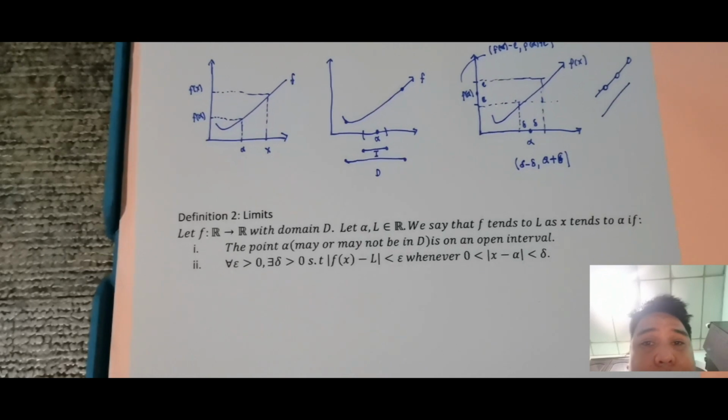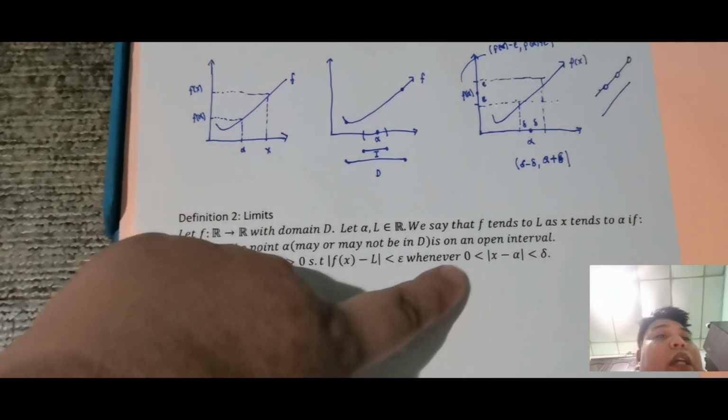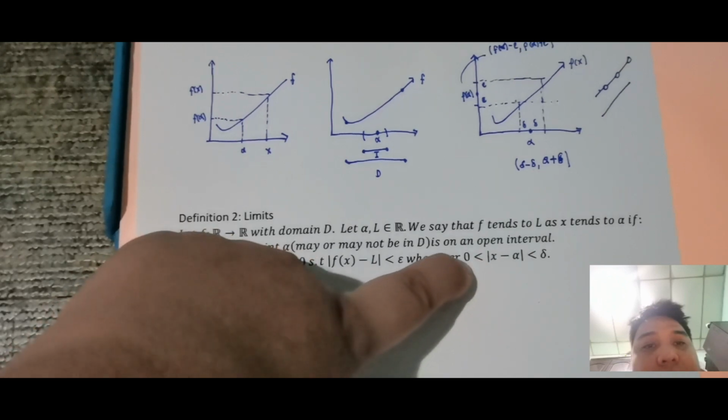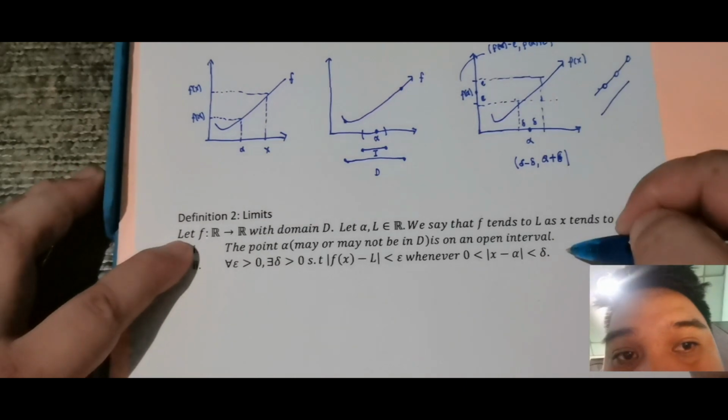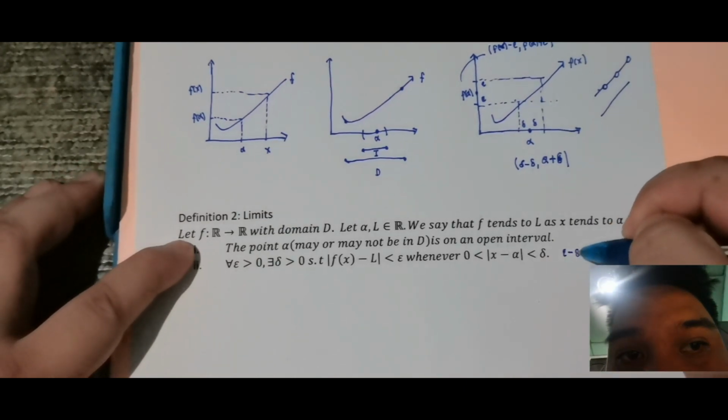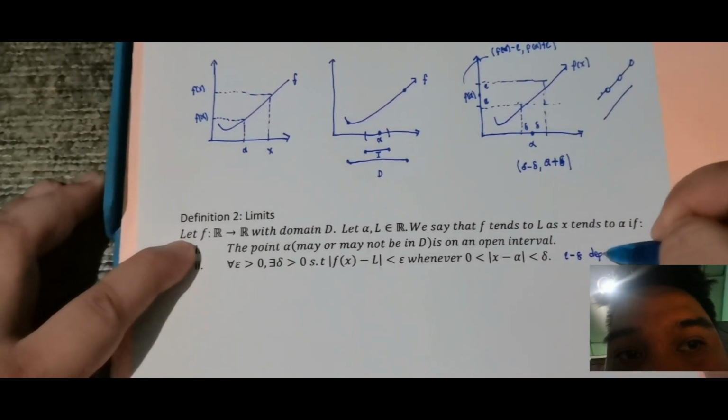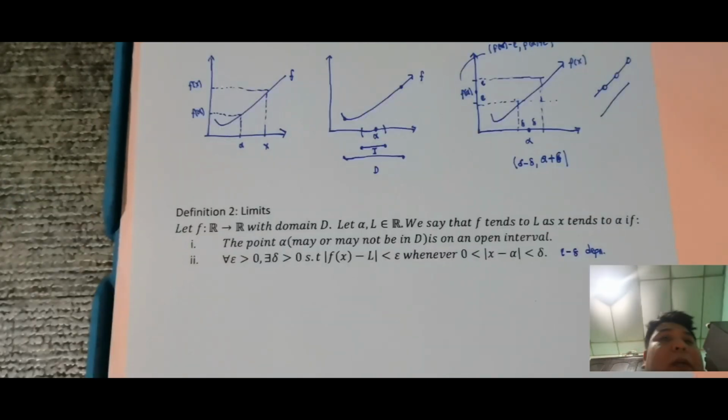Okay? So next, number 2, for every epsilon greater than 0, there exists delta greater than 0 such that absolute distance ng f of x minus L is less than epsilon whenever x minus alpha is greater than 0 and less than delta. So ito yung tinatawag na epsilon delta definition. Okay, so yan yung mamayang gagamit natin para ma-prove na yung limit ay nag-exist.